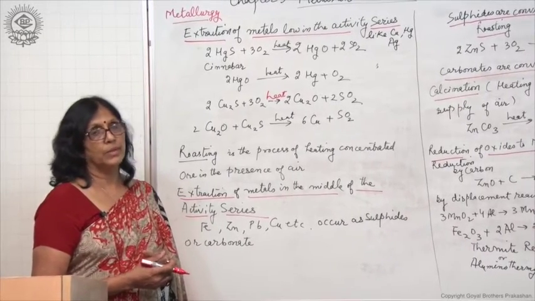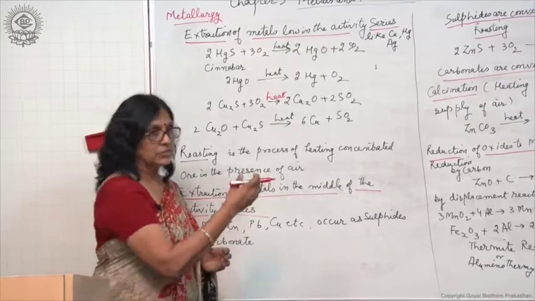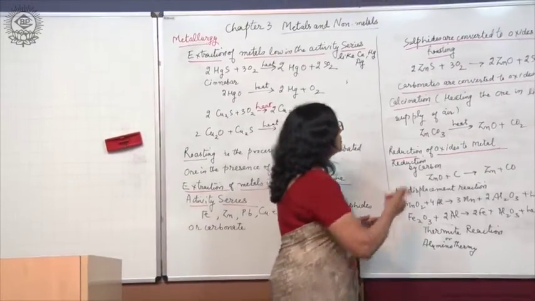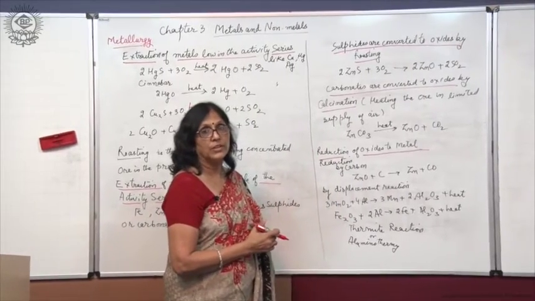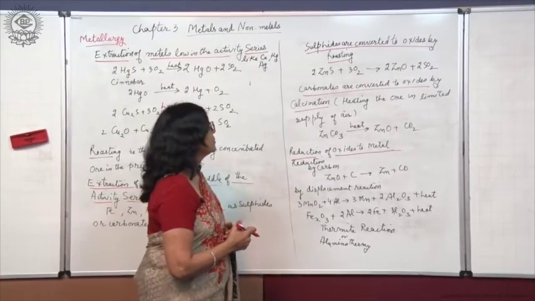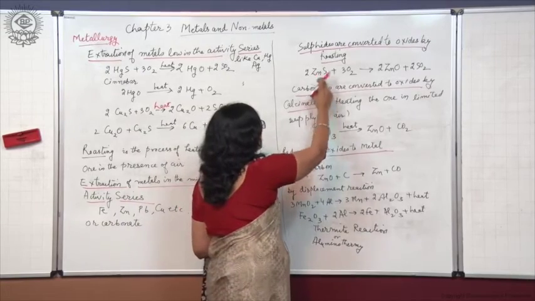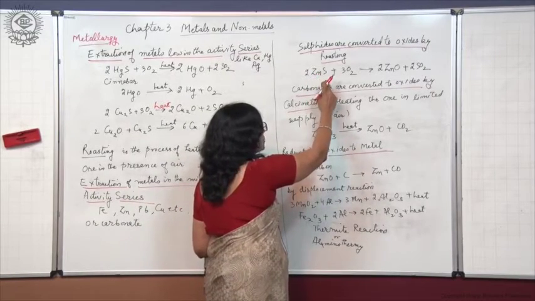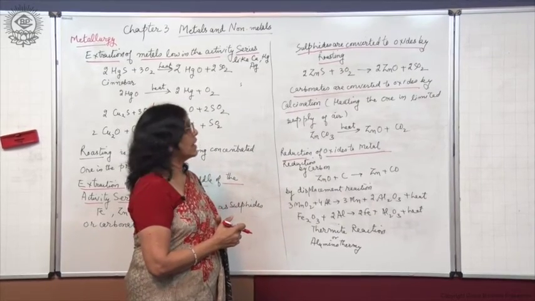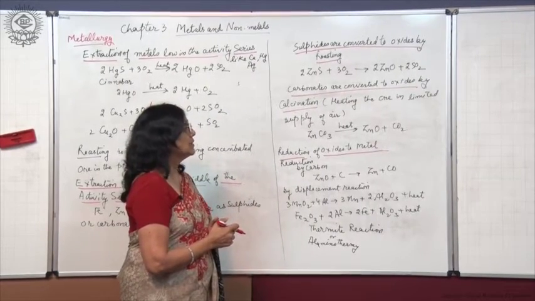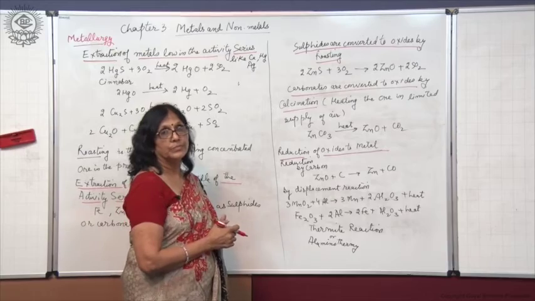Now, how can this be done? We will just now discuss. Sulfides are converted to oxides by roasting, that is by heating in excess of air. So, here again roasting is done. 2ZnS plus 3O2 gives 2ZnO plus 2SO2. Sulfur dioxide gas is also formed and zinc oxide is formed.